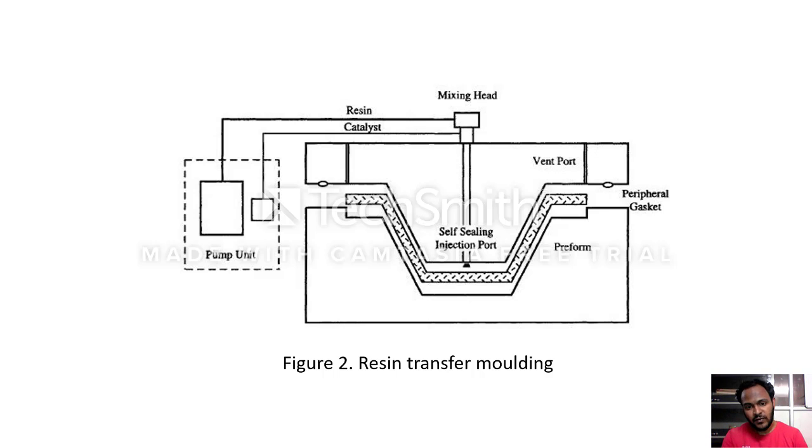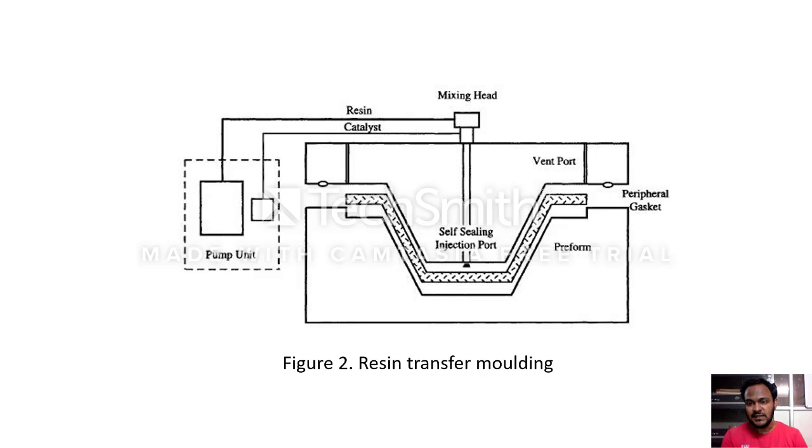So you have the lower half of the mold in which you have kept the preform, and you have the upper half which you are going to close, and at the side you have a pumping unit. This pumping unit is nothing but the resin injection unit. Here you pump the resin and the catalyst. The resin is mixed with the catalyst to accelerate the process. Once these both are mixed, here where there is a mixing head, this will mix both the resin and catalyst and it will inject it through this injection port. This injection port will deliver the mixed resin catalyst liquid into this preform.